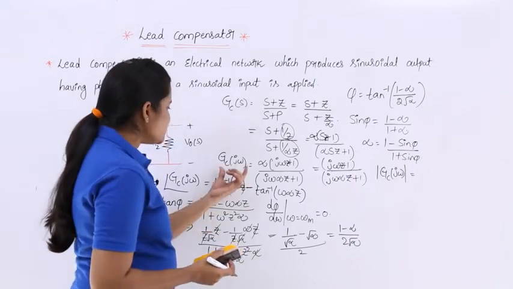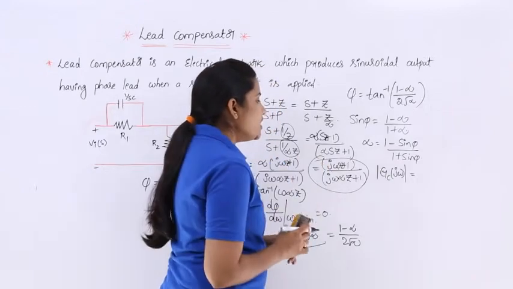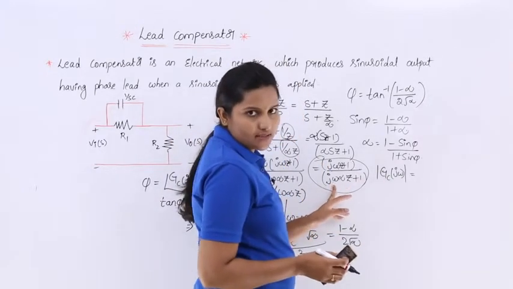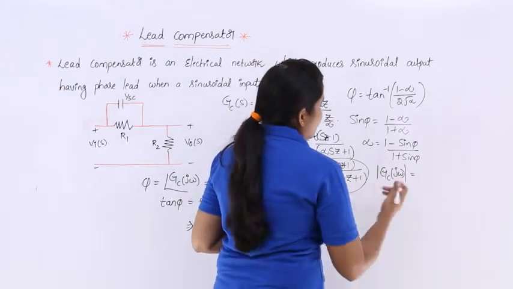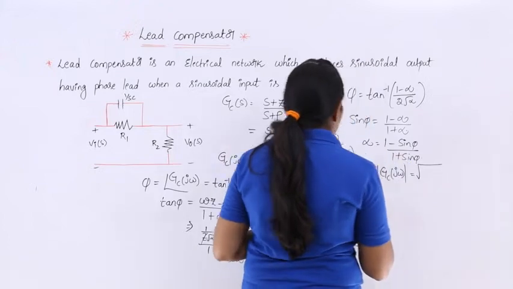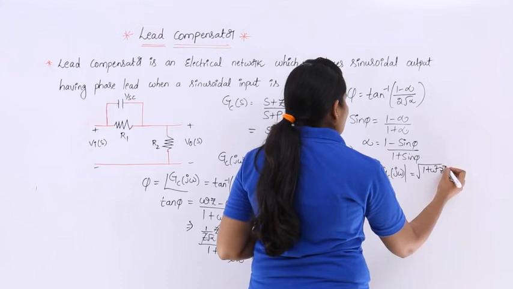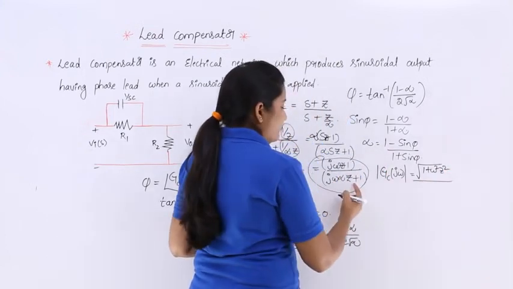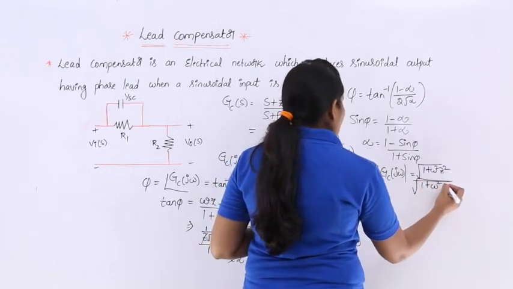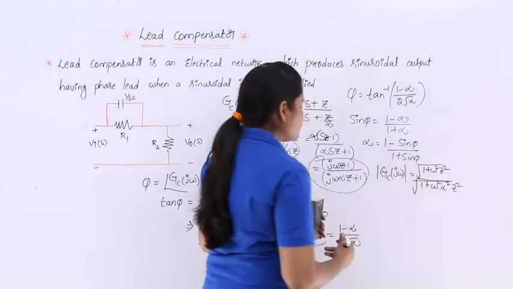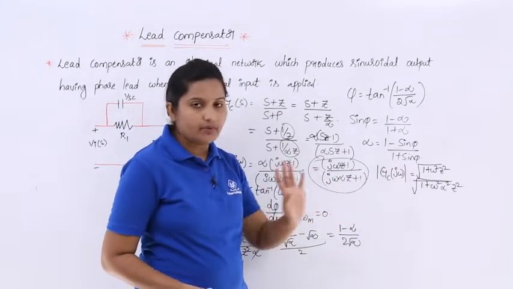So you can see, this term is the GC of j omega term. If you consider the modulus for this, the modulus for the numerator is root of a square plus b square. So 1 plus omega square Z square, divided by, in the denominator, root of 1 plus omega square alpha square Z square. Like this you are going to get the modulus of GC of j omega.